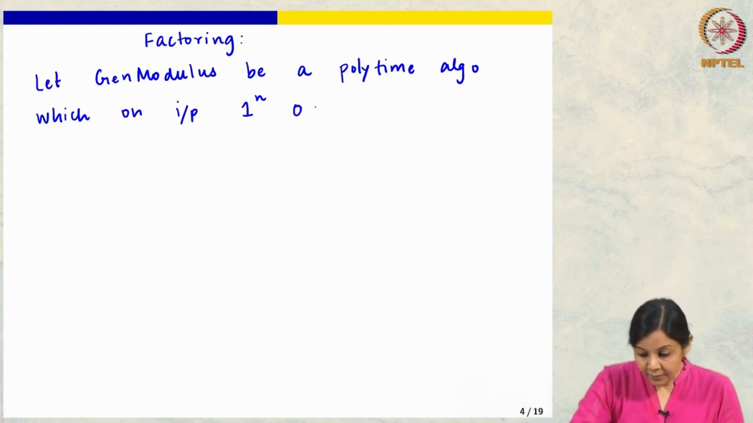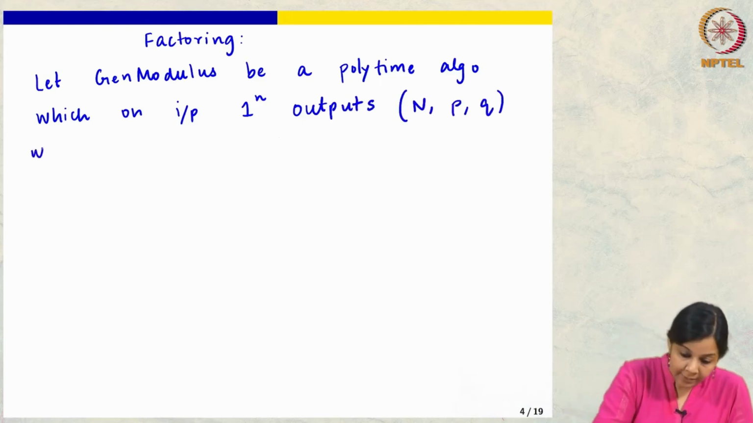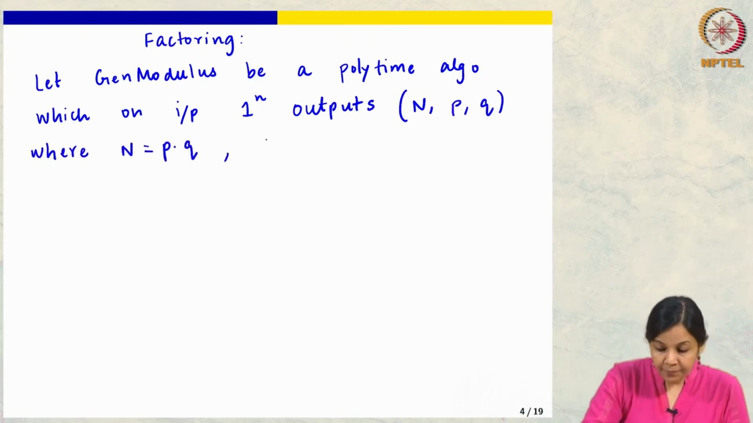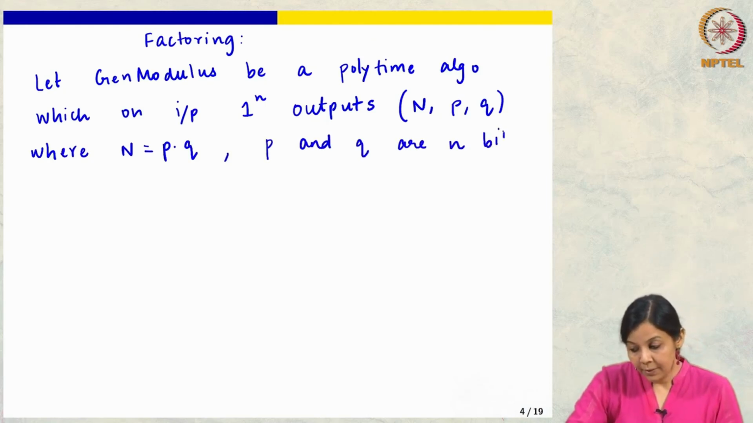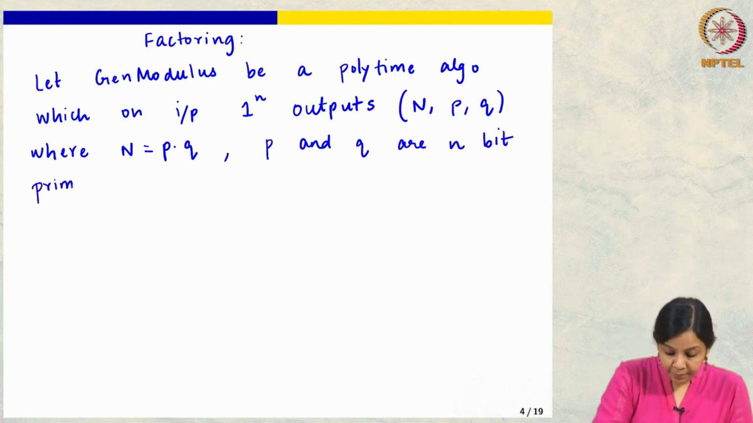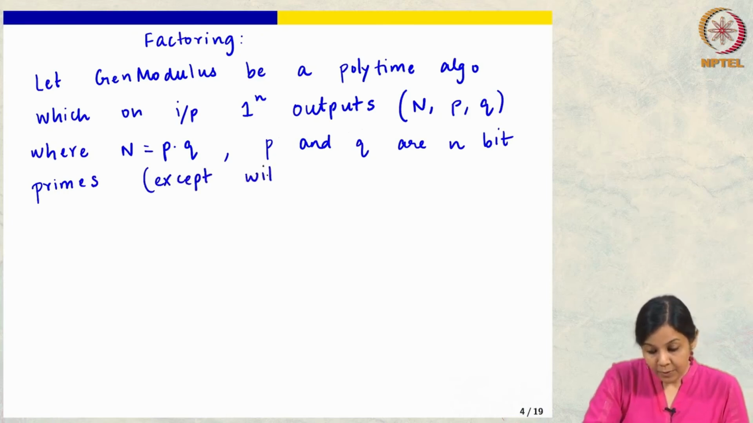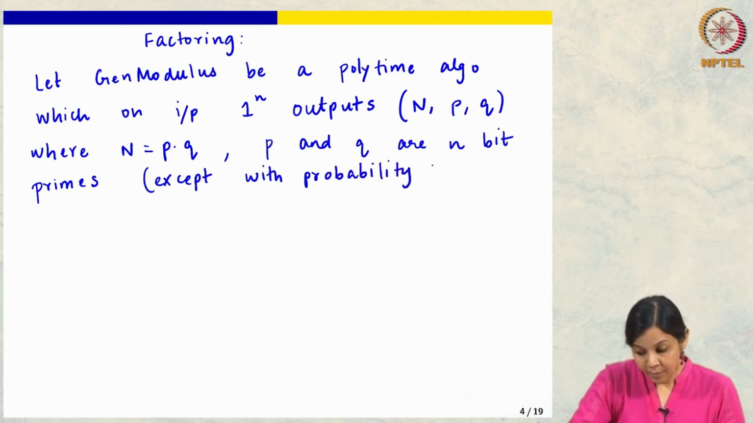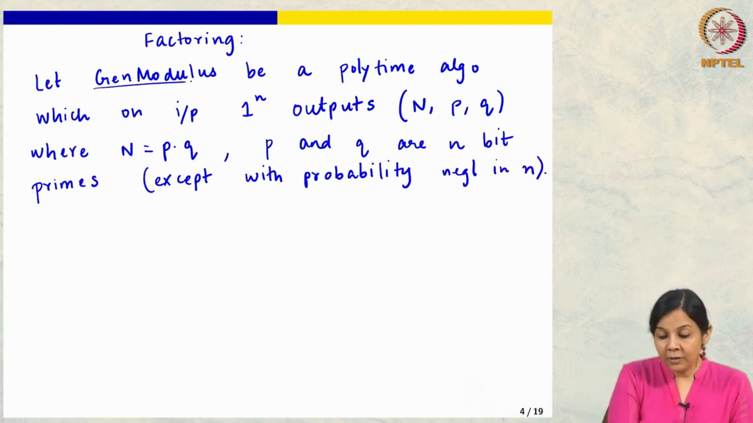Alright. So, this algorithm is going to take this number n, and what it does is it outputs N, p and q, where N is equal to p times q. P and q are n bit primes, except with probability negligible in n. Okay, so, this is the role of the gen modulus algorithm.